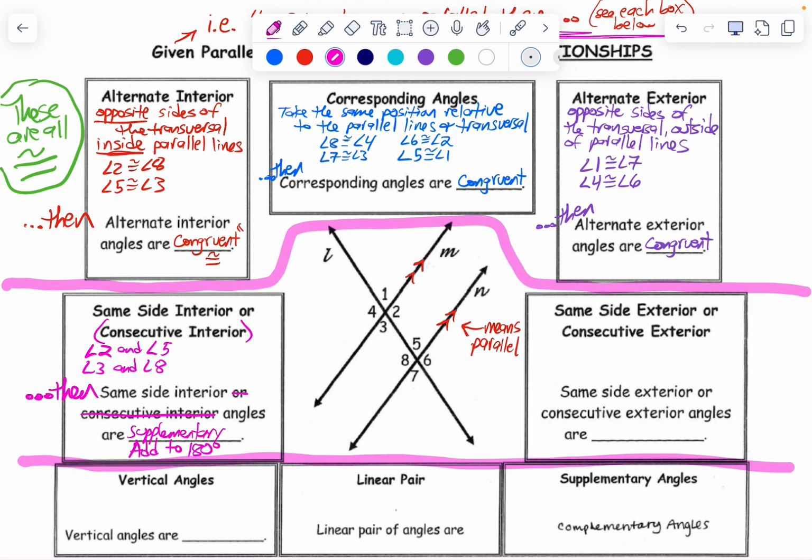All right, and then same side exterior, basically the same idea, only now we're outside of parallel lines, okay? So give me some angle pairs for that. 1 and 6. Yeah, good job. Angle 1 and angle 6. Angle 4 and angle 7. Again, let's scratch out consecutive exterior. Okay, so if 2 lines are parallel, then same side exterior angles are supplementary. So I did not spell that right. Supplementary. Add to 180.